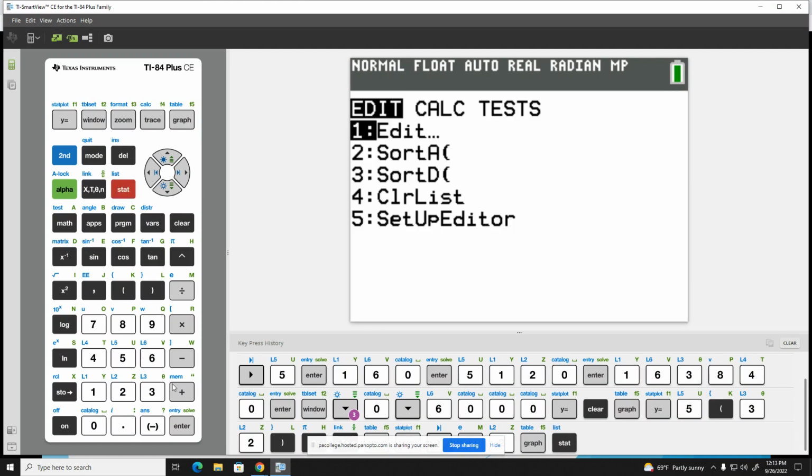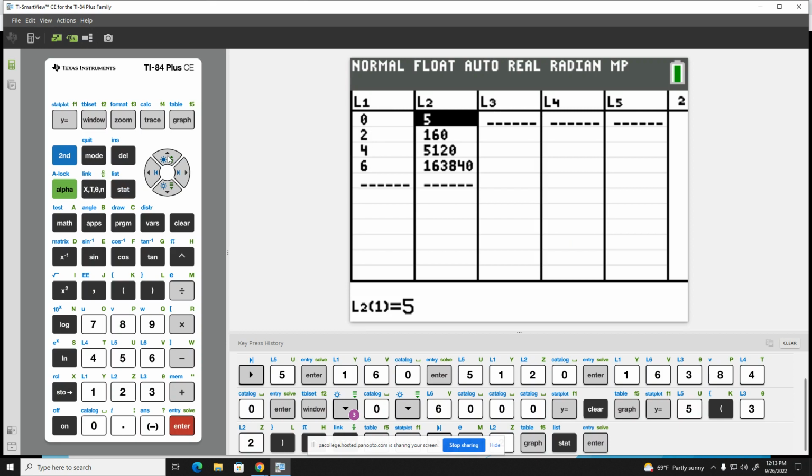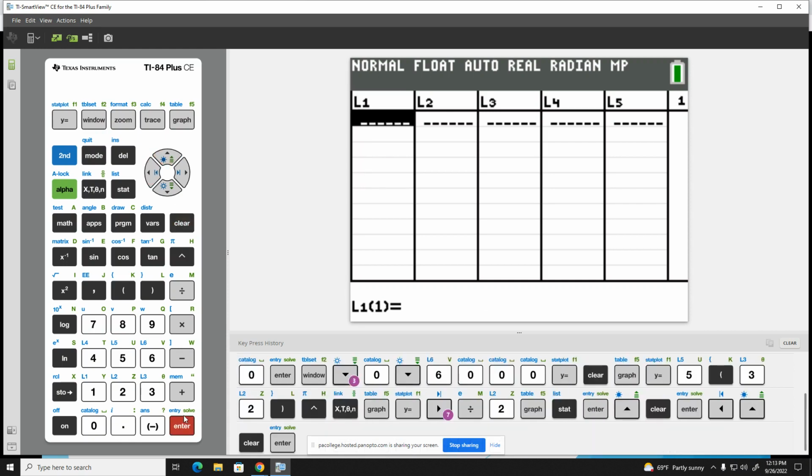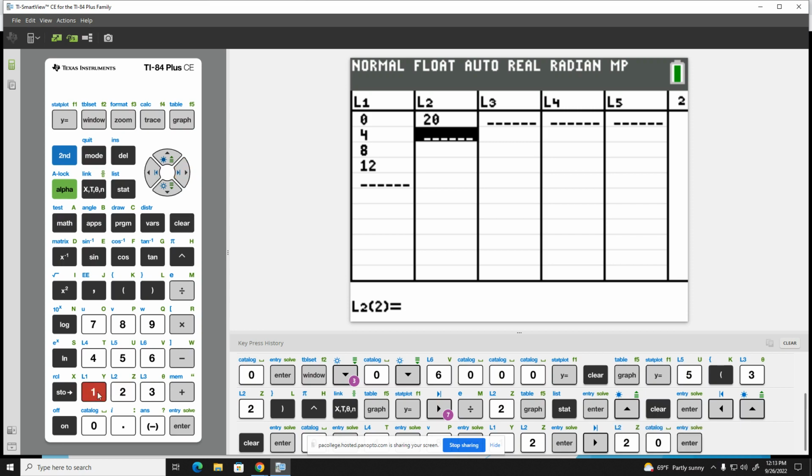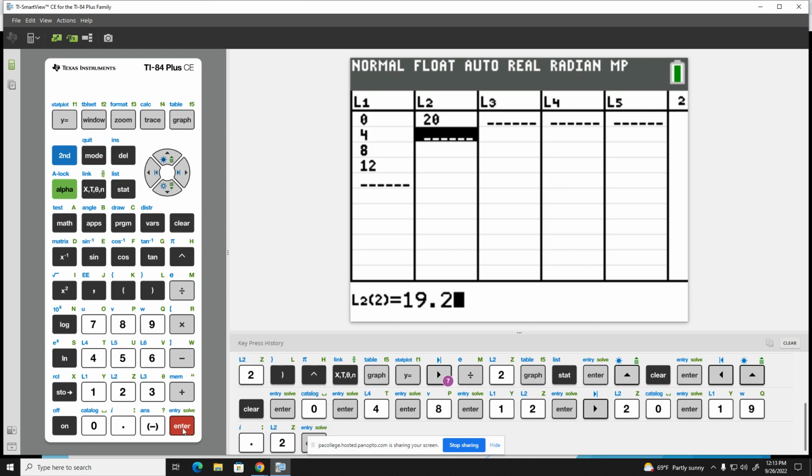So I start in stat, I hit enter to edit, I go up to the list name and hit clear to remove the previous data that I had, and then I will type in my data. My hours were 0, 4, 8, and 12, and then my milligram numbers were 20, 19.2, 18.4, and 17.6.